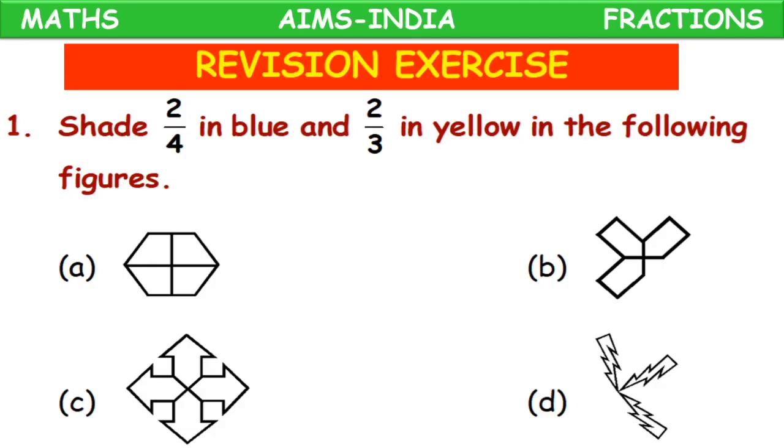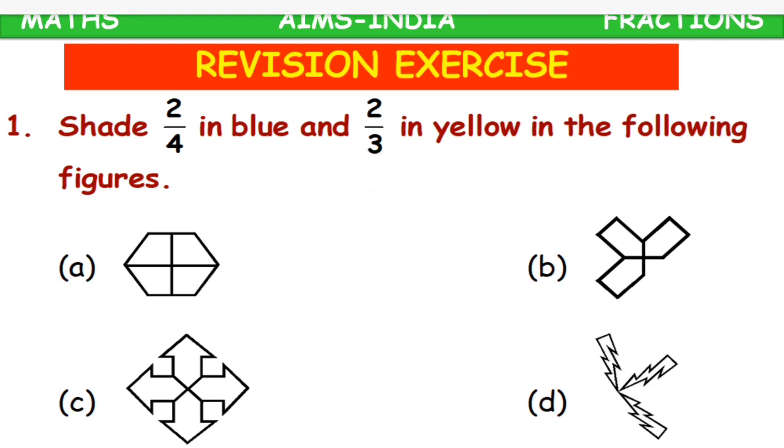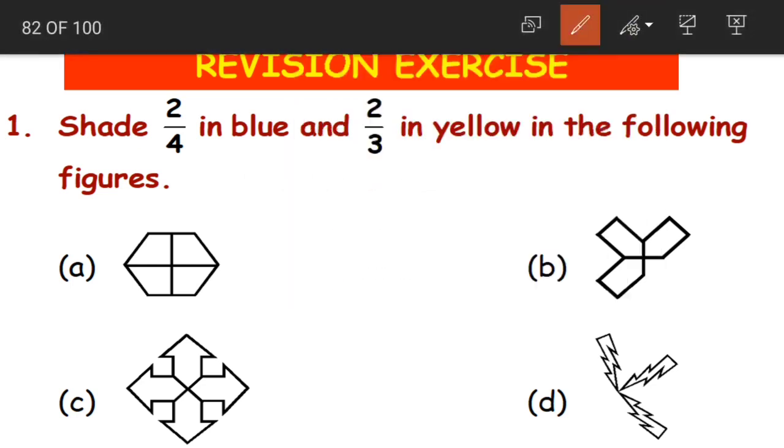Okay, understood the word problem? Now before ending our class for today, let us do a small revision exercise, children. This exercise will sum up what all we have learnt in the chapter fractions. Coming to the first one, shade 2 by 4 in blue and 2 by 3 in yellow in the following figures. What are they saying? Where we have 2 by 4 portion, that is to be shaded in blue, and where we have 2 by 3, that is to be shaded in yellow color. Now I am having blue here.